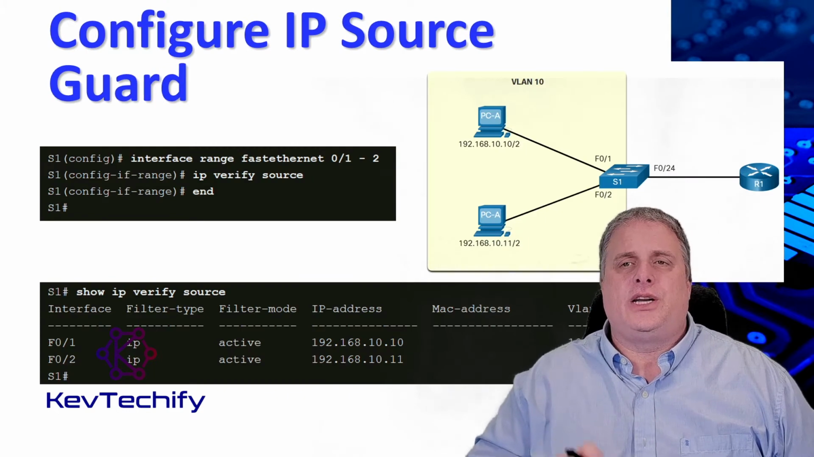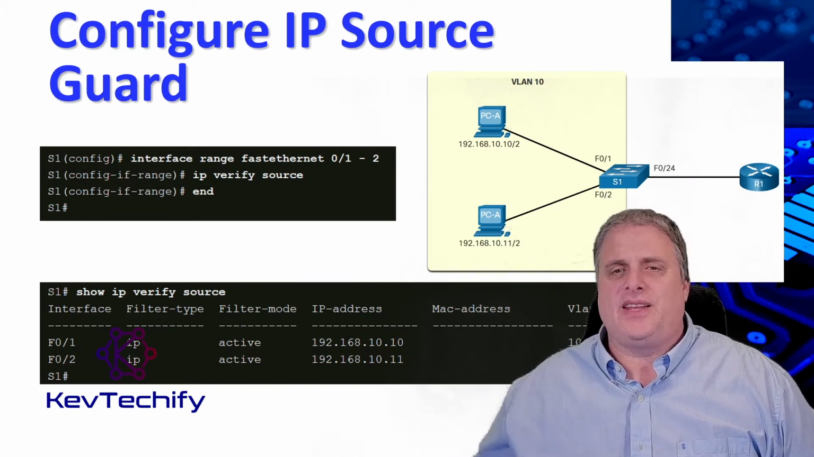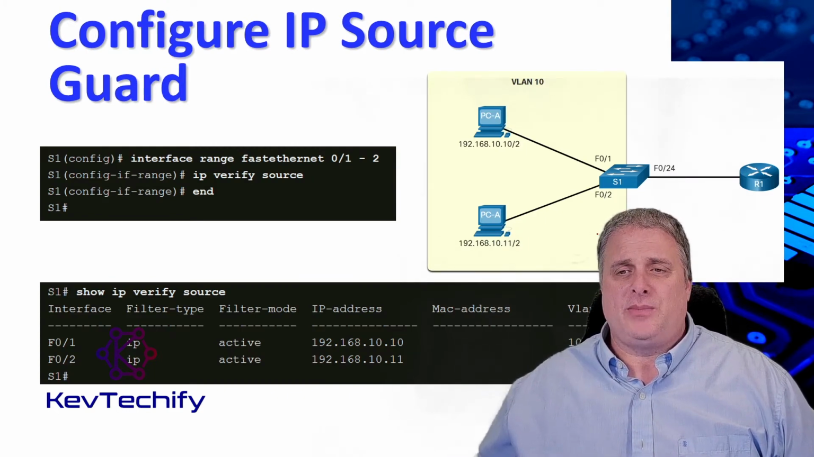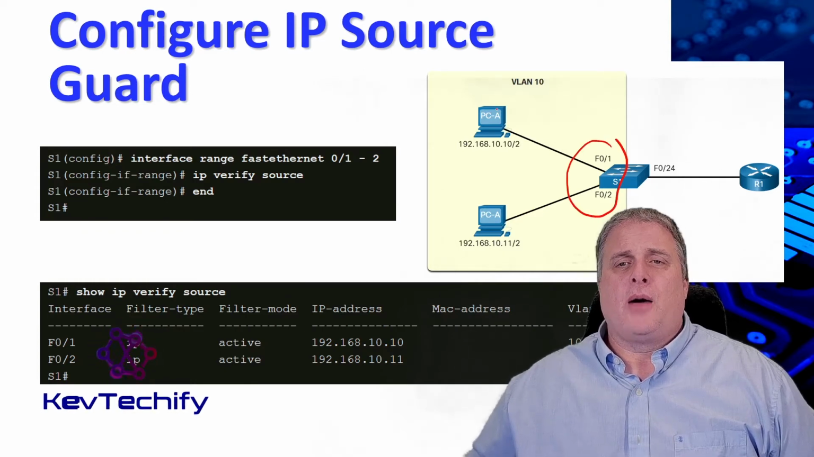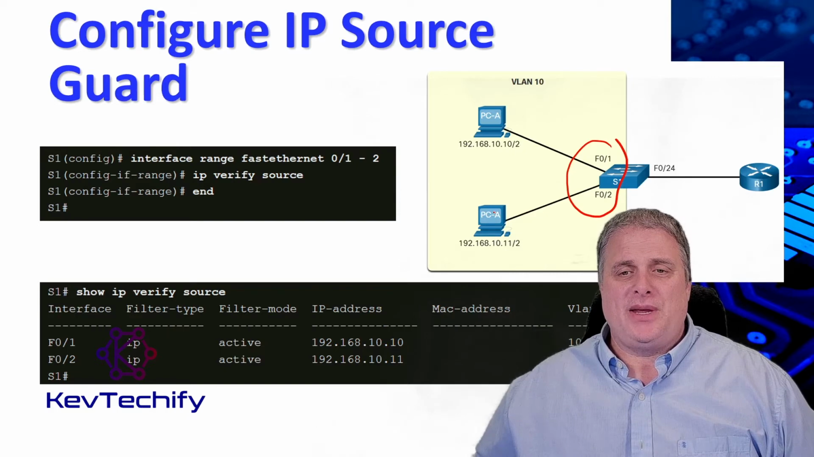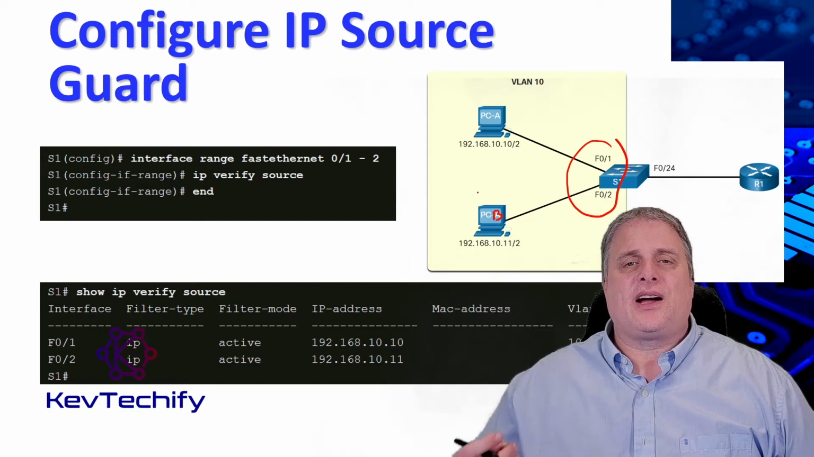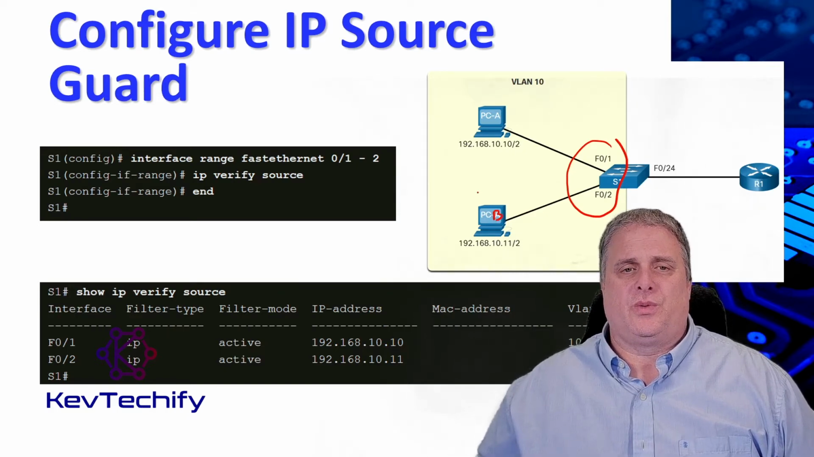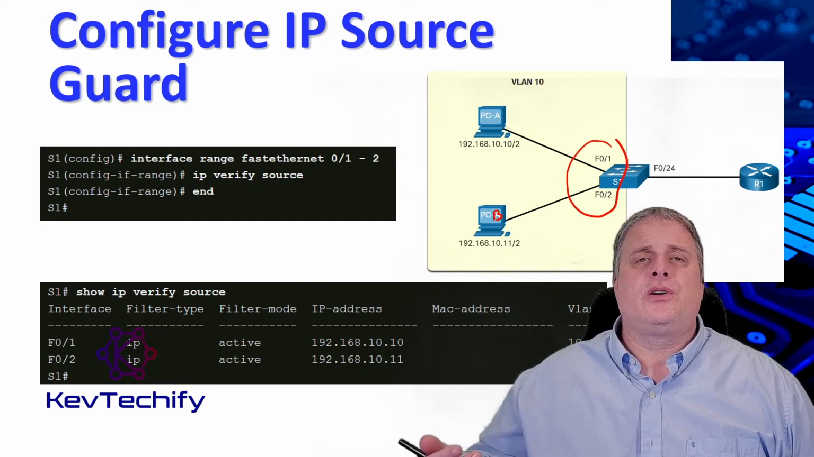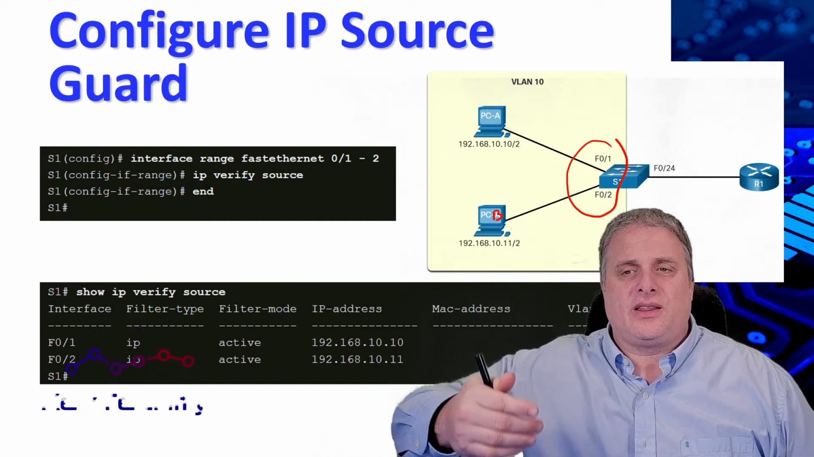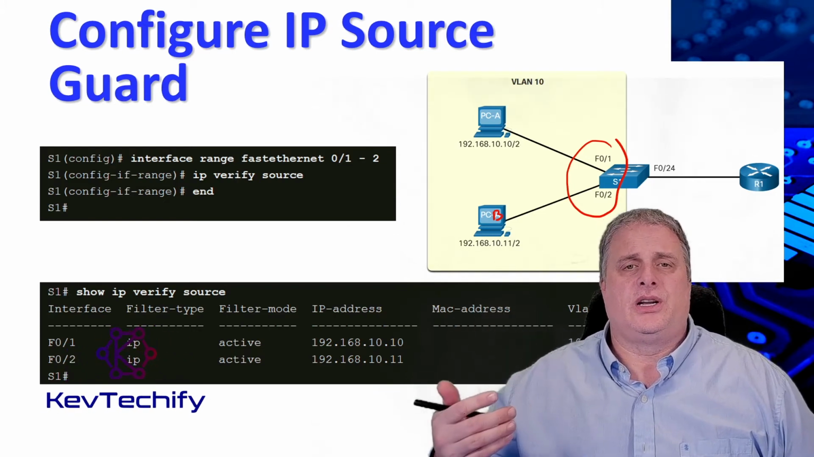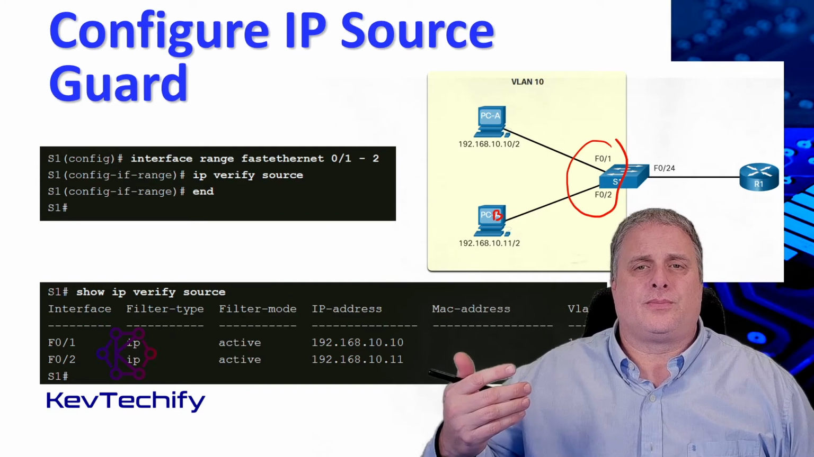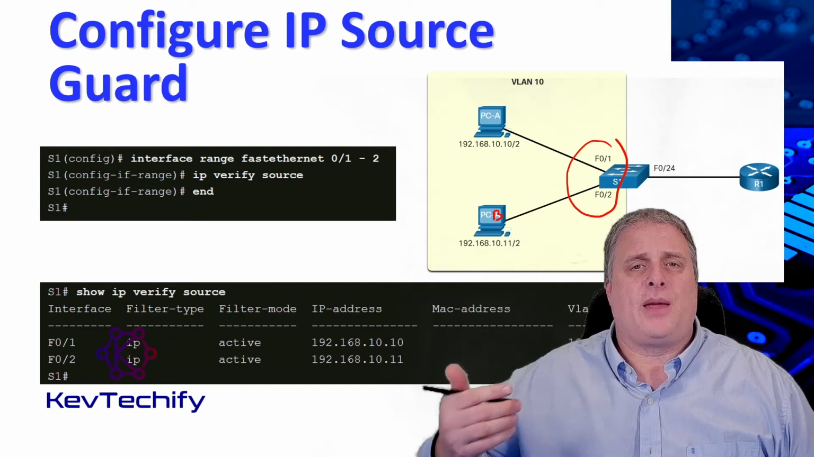In our topology here, we have two PCs in VLAN 10, PCA and PCB, connected into F0/1 and F0/2. PCA and PCB are untrusted sources when we're talking about IP source guard. We want to set the switch up to say that they are untrusted ports, and we want to turn on IP source guard.